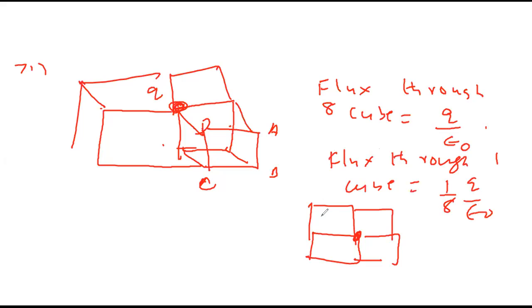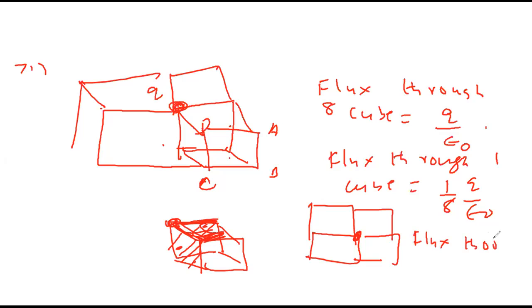But our charge is not inside the cube. Our charge is at the corner of one of the cubes. From this corner, this is one face going perpendicular, this is the second one and this is the third one. We want flux through one face. Through the entire cube, it is actually three faces passing. One cube means three faces, which will be 1/8 Q upon epsilon naught.